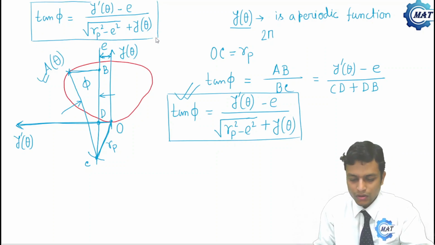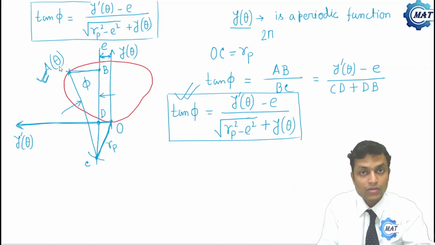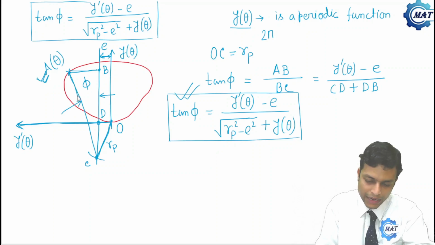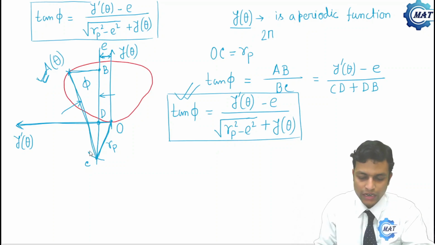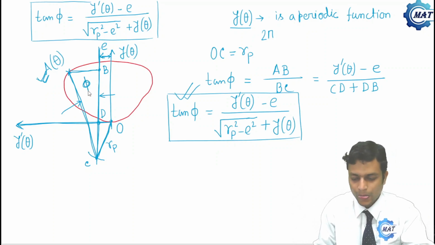So what is the conclusion? That if we take any point A that is corresponding to theta rotation of the cam, and if we join A to C, then the inclination of AC with the vertical line, this is the vertical line, gives the pressure angle, that is the phi.